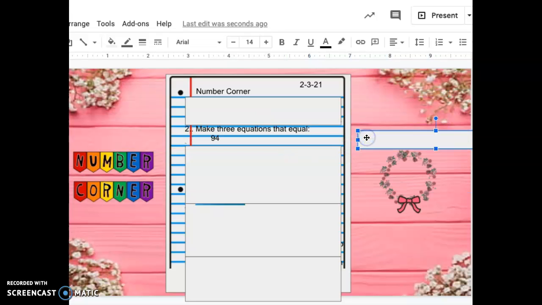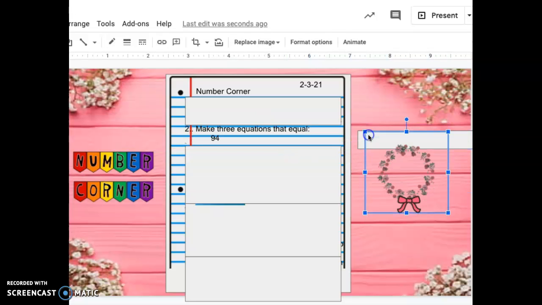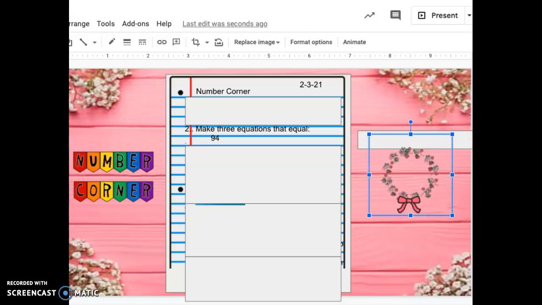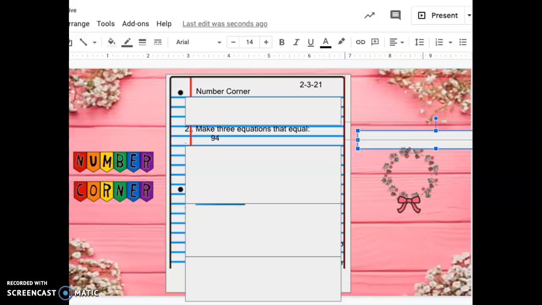Alrighty, friends, next to number 2. Today you are going to write 3 equations that equal 94. So again, I would challenge you to try to write equations that have multiple add-ins, more than 2 add-ins that will equal the sum of 94. Press pause if you need more time to complete your equations for 94.